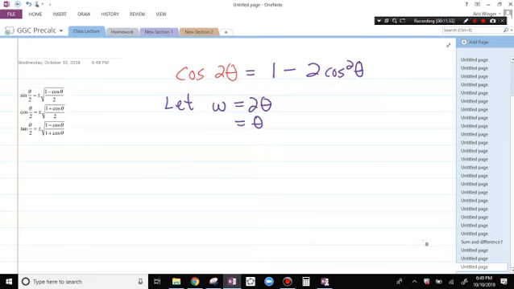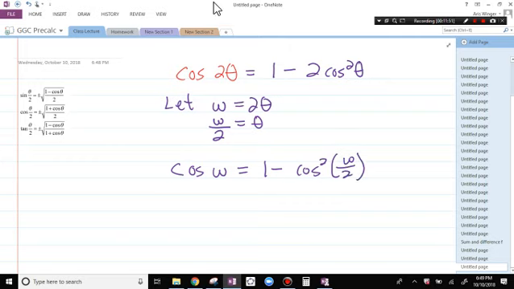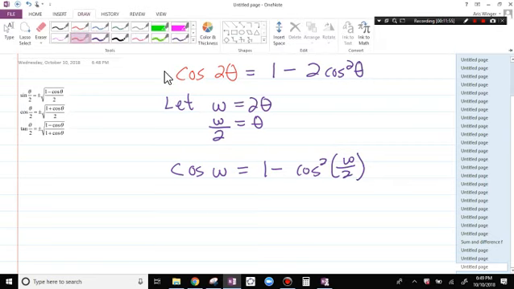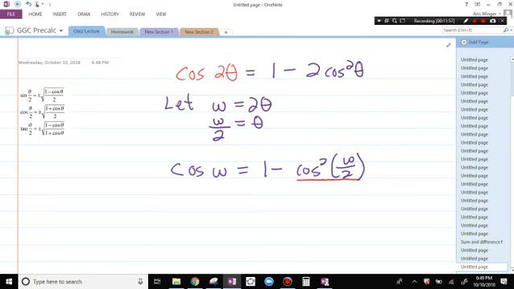If W is 2 theta, what's theta? W over 2, right? So if we rewrote this, then it would say that the cosine of W equals 1 minus the cosine squared of W over 2. And so now what we can do is find a formula for this. What is the cosine of W over 2? Right? And so all we're going to do is solve for this thing now, right?